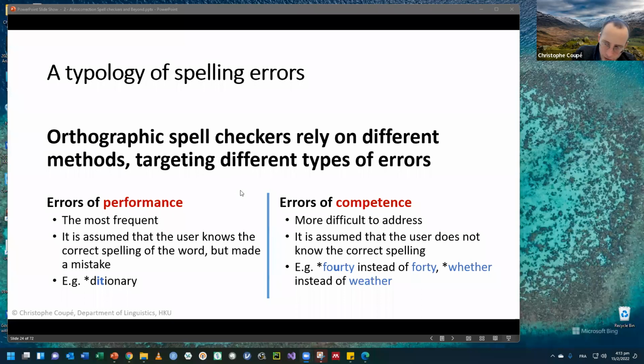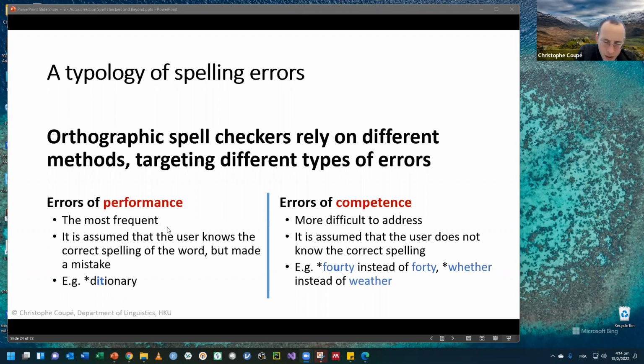Something else that is quite important is that when you make errors, there are different types of errors. And in particular, there are errors of performance and there are errors of competence. So if you want to do orthographic spell checking, you have different methods. And these methods, they will target different types of errors. Most of the time, you do the first kind, errors of performance. This corresponds to when you make a mistake. Actually, you know how to write the word, but you made a mistake when typing it in particular. So you know "dictionary", but when you type it too quickly, you drop the C and now you have "distionary" and it's incorrect. But you know how it should be written.